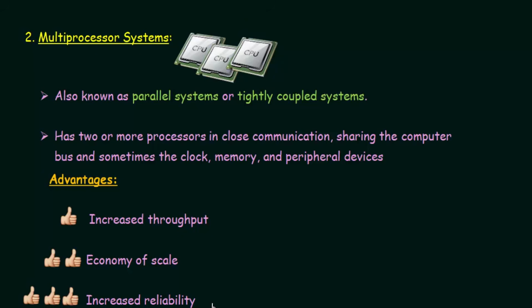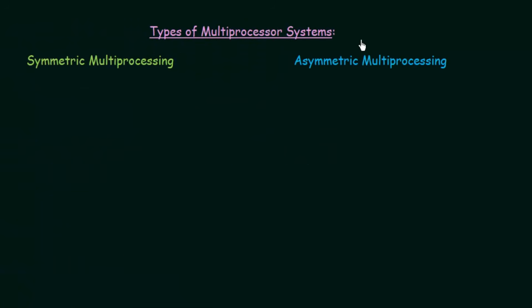Now let us see what are the types of multiprocessor systems that we can have. So basically there are 2 types of multiprocessor systems. First one is called Symmetric Multiprocessing, and the second one is Asymmetric Multiprocessing. Now let us see what are the differences between these 2 types of multiprocessing systems.